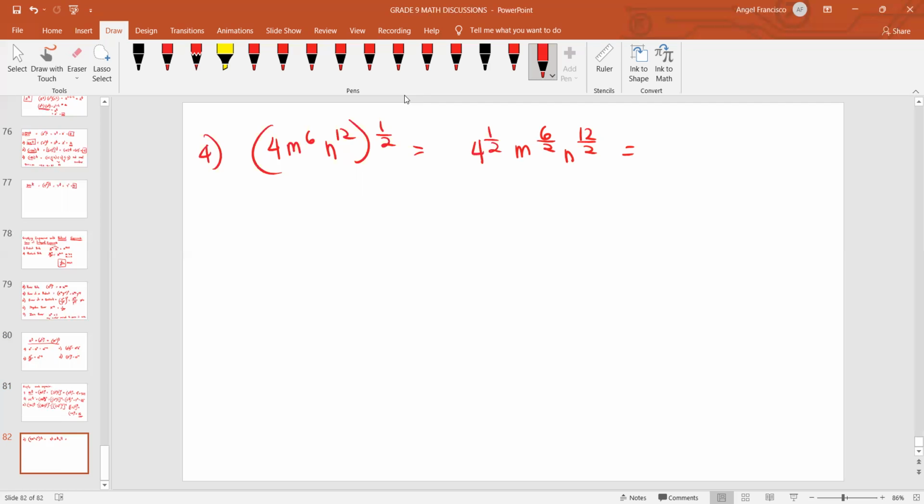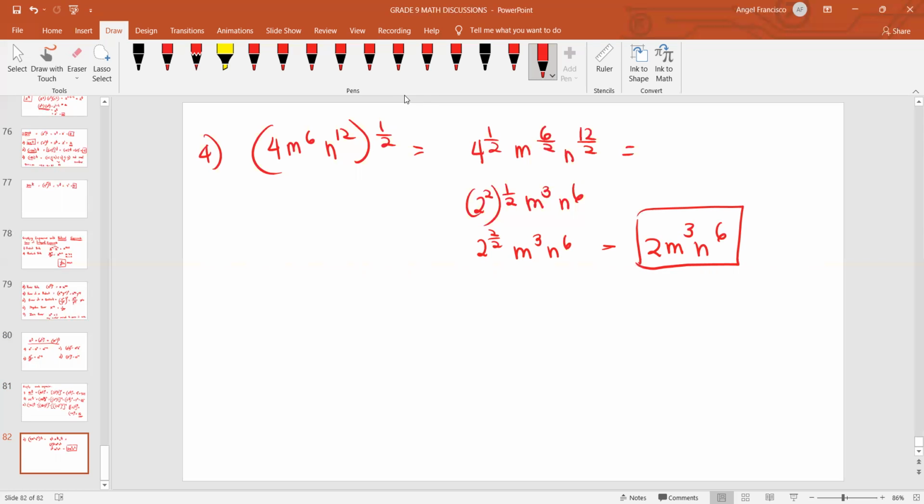Ang 4 raised to the power, ito ay pwede natin gawing 2, tama? Ito. Then, i-raise natin ng 1/2. Right? So, ano namang m? 6 divide 2 is 3. 12 divide 2 is 6. Okay? So, ano naman, pwede natin gawing 2 over 2 kasi 2 times 1/2 is 2 over 2. M to the 3rd power, n to the 6th power, and your final answer is 2m to the 3rd power, n to the 6th power. Okay? Ayun. So, another example, number 5.